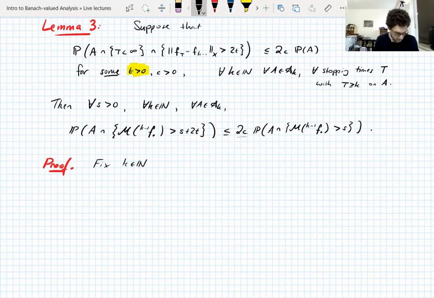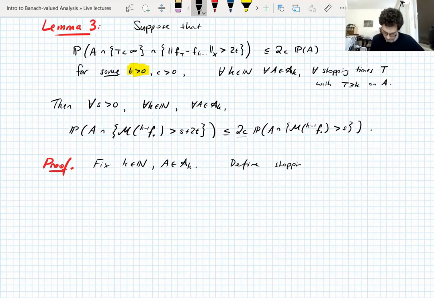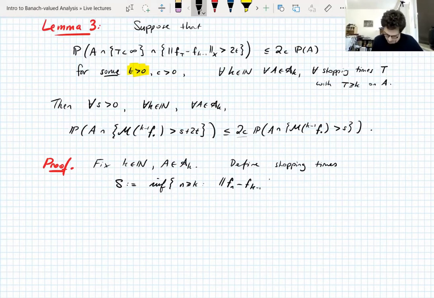Let's fix K. Fix K and A. And let's define some stopping times. We have an assumption that holds for all stopping times, and we have a conclusion that has no stopping times involved. So we're going to have to pull out some stopping times from somewhere. S is the infimum of n greater than or equal to k such that f_n minus f_{k-1} is greater than s. So this stopping time is somehow going to be related to the right-hand side here.